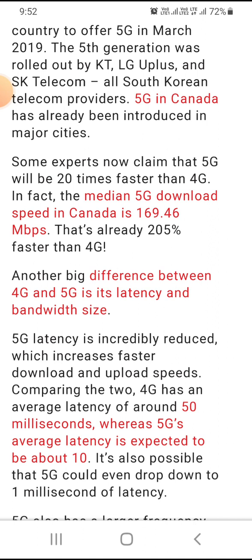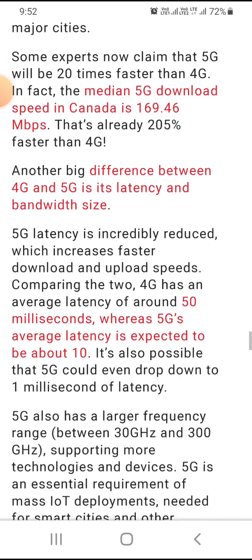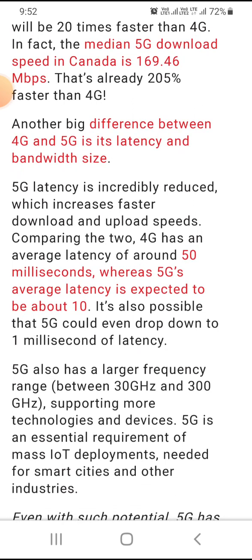Comparing the two, 4G has an average latency of around 50 milliseconds, whereas 5G's average latency is expected to be about 10. It is also possible that 5G could even drop down to 1 millisecond of latency. 5G also has a larger frequency range, supporting more technologies and devices. 5G is an essential requirement for the mass IoT deployment needed for smart cities and other industries.